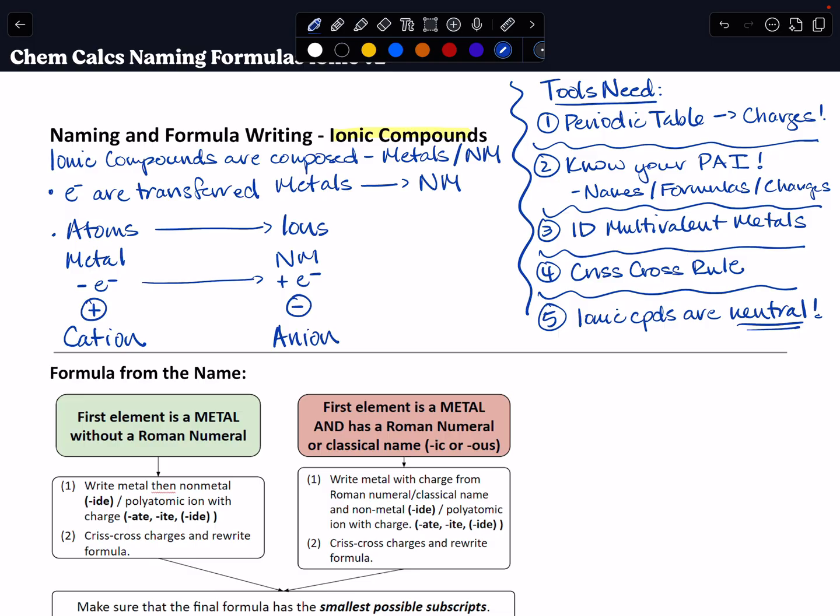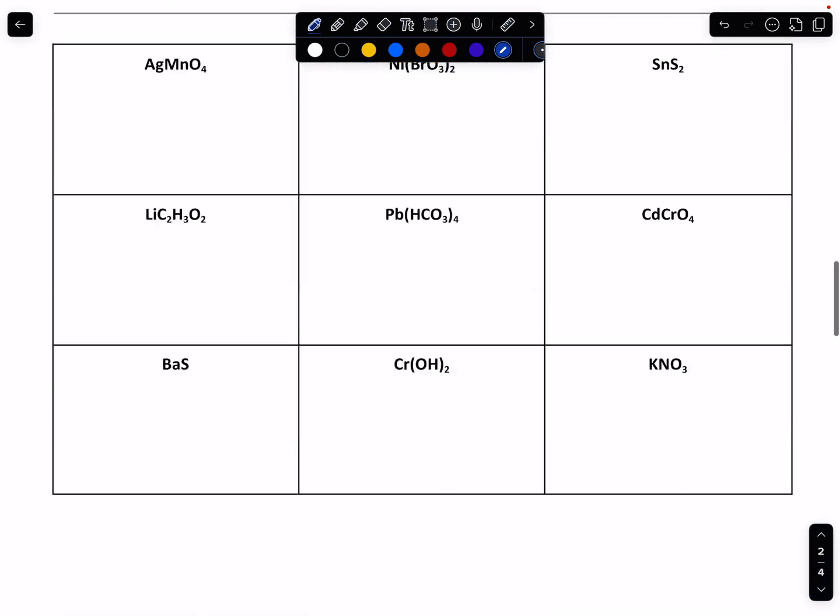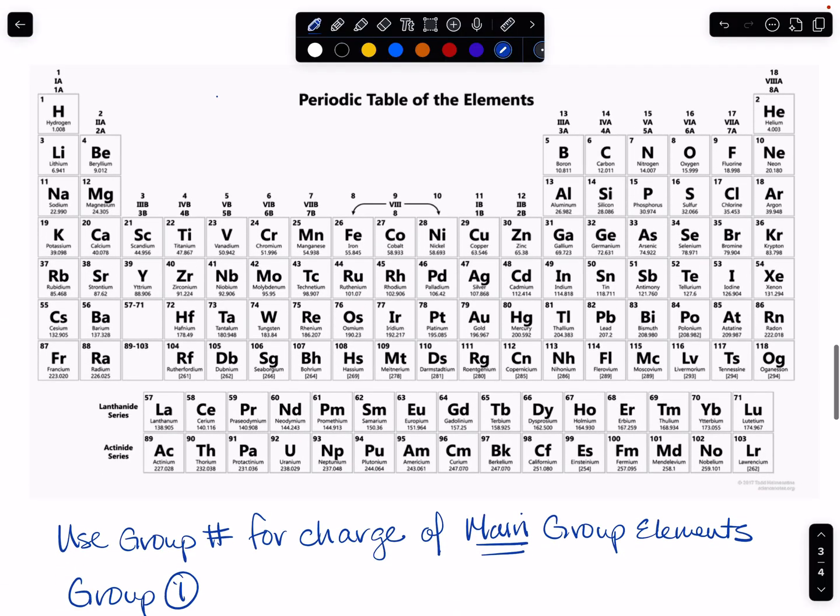But you need to recognize how to use the table to determine the charges of your monovalent ions. All right, so I have a periodic table down here. First off, remember the majority of the table is made up of metals. They are to the left. And then in the upper right corner are going to be your non-metals.